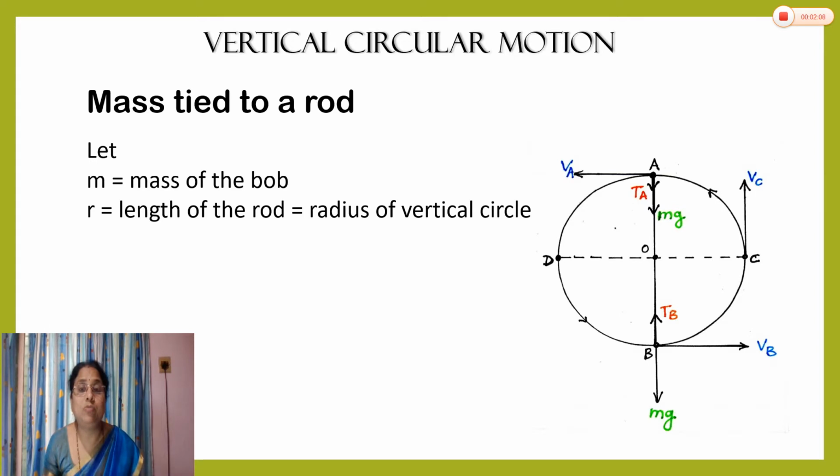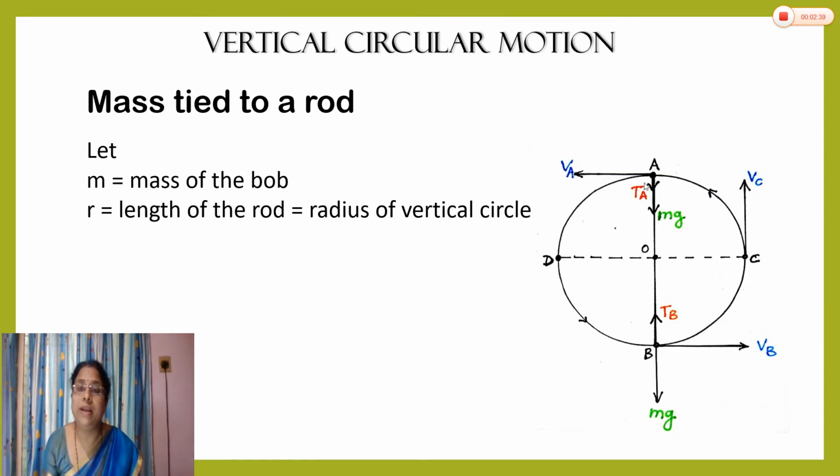Again, suppose A is the uppermost point, B is the lowermost point, and C and D are the horizontal positions, the middle points in this vertical circle. Here we consider small m is the mass of the bob and small r is the length of the rod. From point O to point A, r is the length of the rod, and that length acts as the radius of the vertical circle.